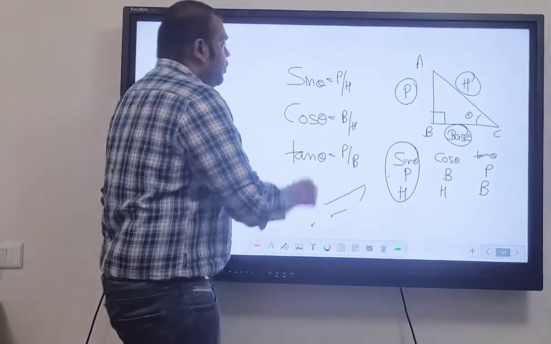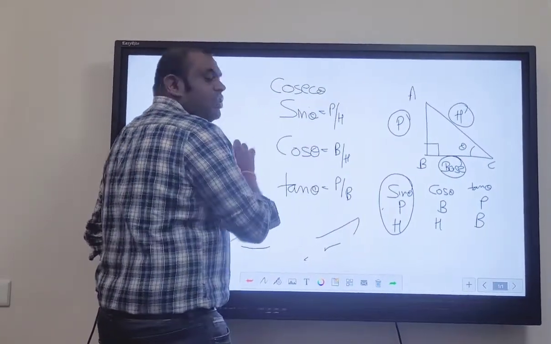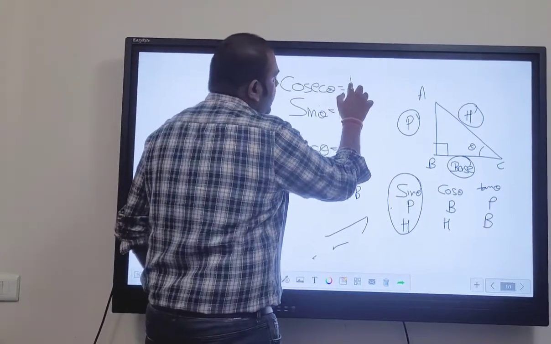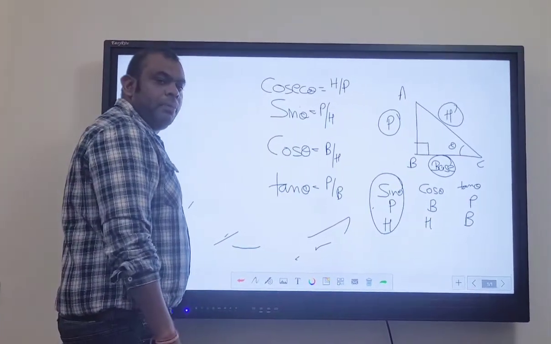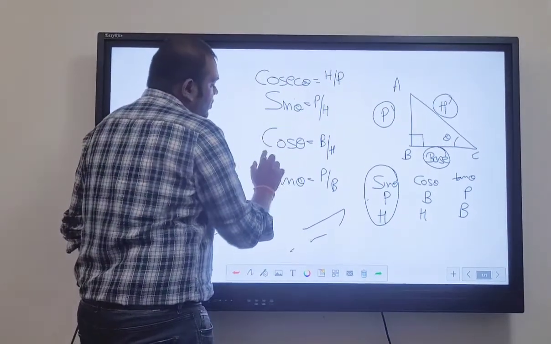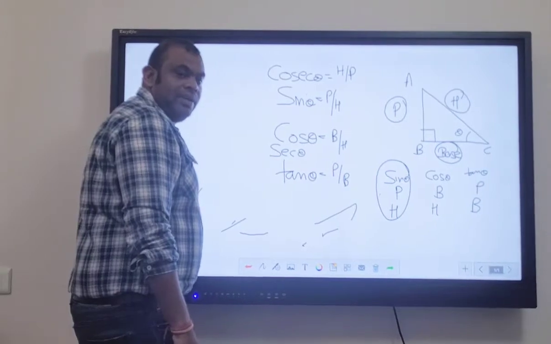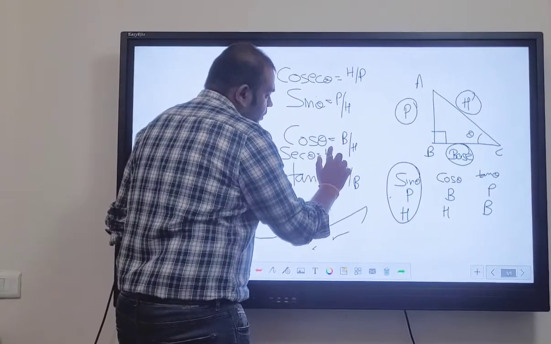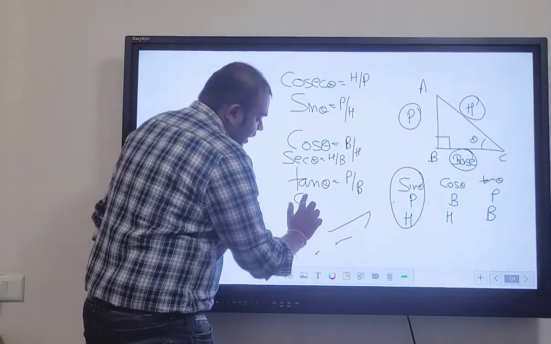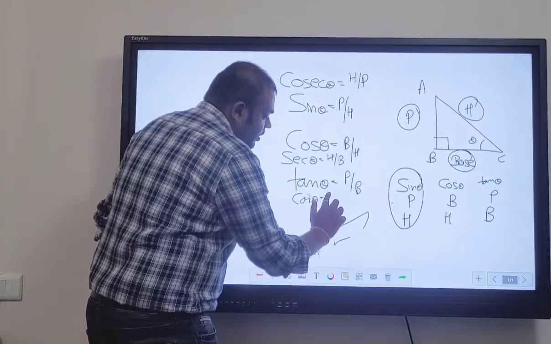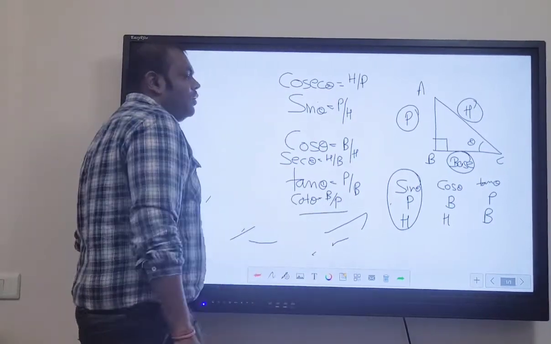So the reciprocals: sine has a reciprocal of cosecant. So cosecant would just be the reciprocal of the ratio, that would become hypotenuse upon perpendicular. Whereas cos has the reciprocal as secant. So secant would be hypotenuse upon base. And tan has the reciprocal cot theta, which would be given by base upon perpendicular.